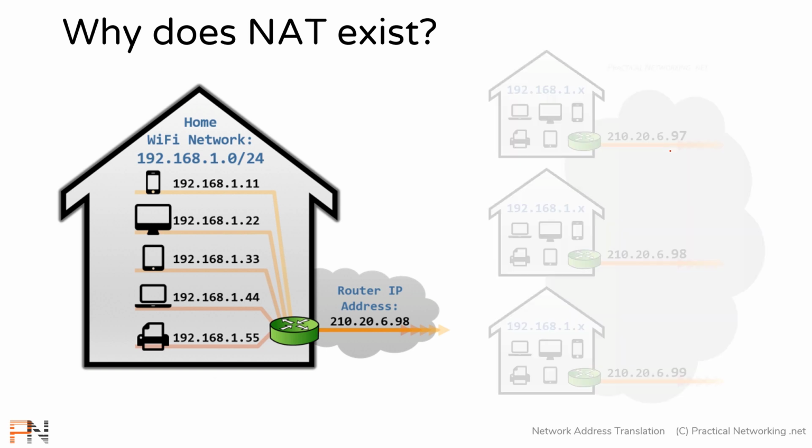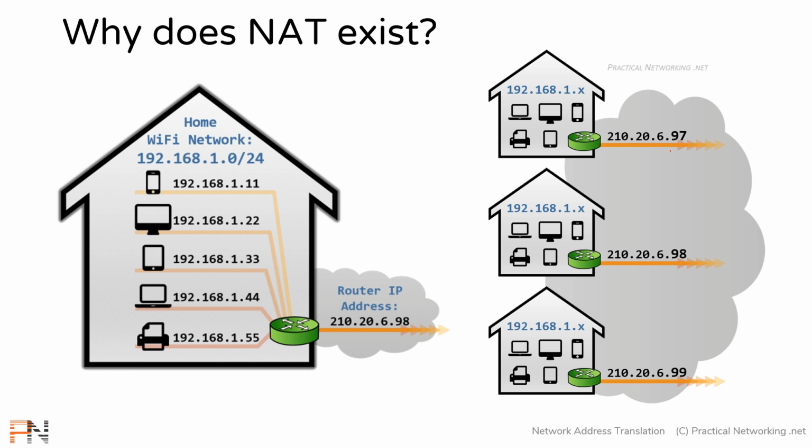This house likely exists in some neighborhood, and it's very likely that all the houses in this neighborhood use the same private IP address space for their internal Wi-Fi network. And as long as each of these routers are translating those private addresses into unique public addresses, we will have no problem communicating with other devices on the internet. One of the rules with the internet after NAT is that any communication on the internet must be from public addresses to public addresses. Any traffic that includes a private IP address will be dropped.